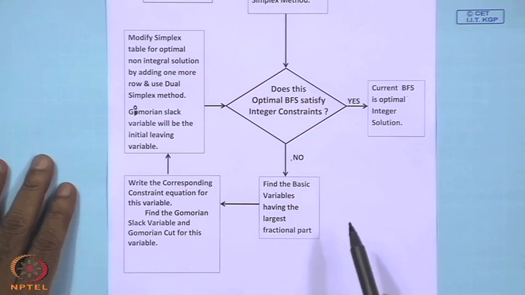You may have more than one basic variable which has the largest fractional part. From these, you choose the variable which has the largest fractional part. So, how do you choose the variable for which you will use the Gomory cut? The mechanism is to find the variable which has the largest fractional part. If there is a tie, you can choose any one of the variables.